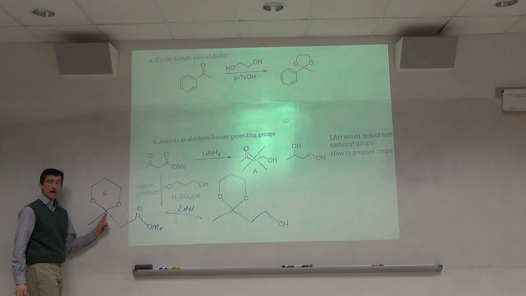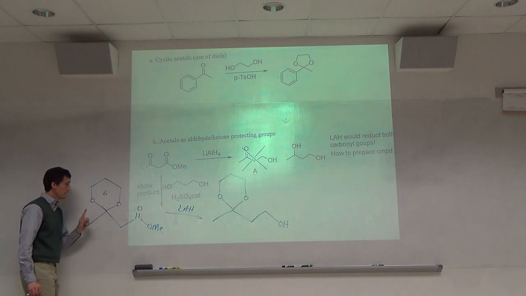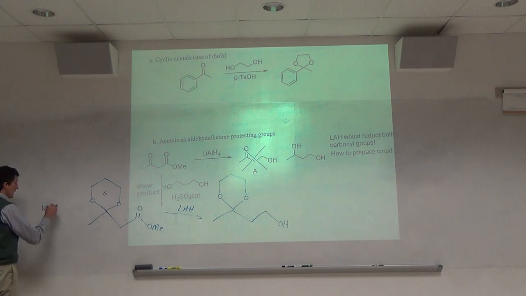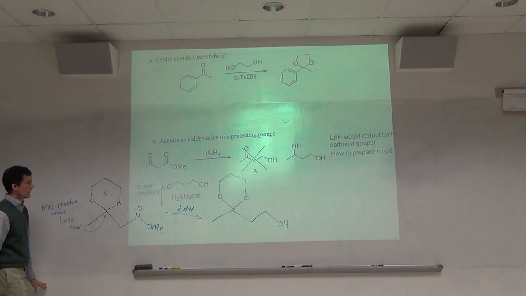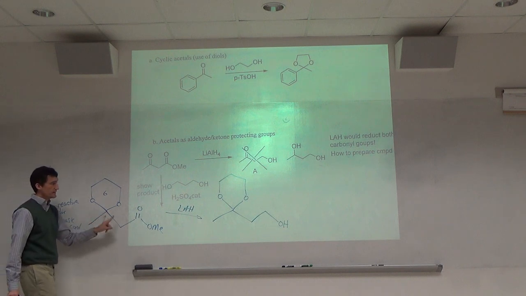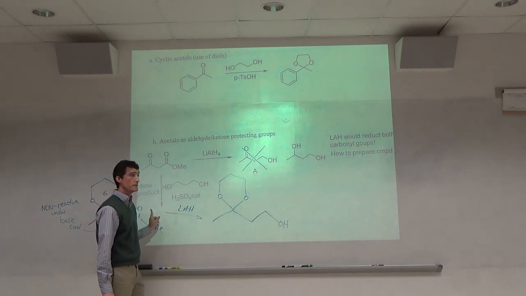Importantly, acetals are no longer electrophilic. Nucleophiles will not add here. The only way that this will react is under acidic conditions. You first have to protonate something, get something to leave. Okay? Non-reactive under basic conditions. Hydride will not react here. Here, we make this, that's a standard reduction of the ester.